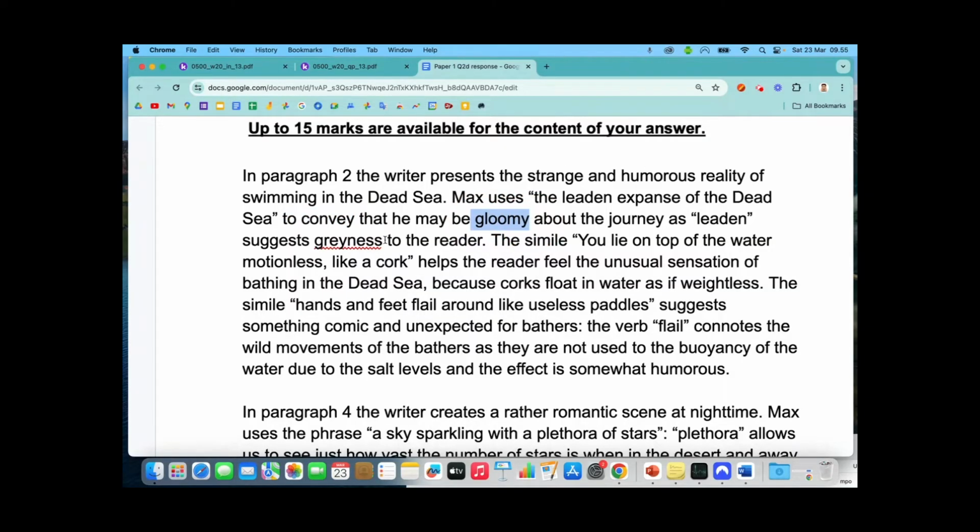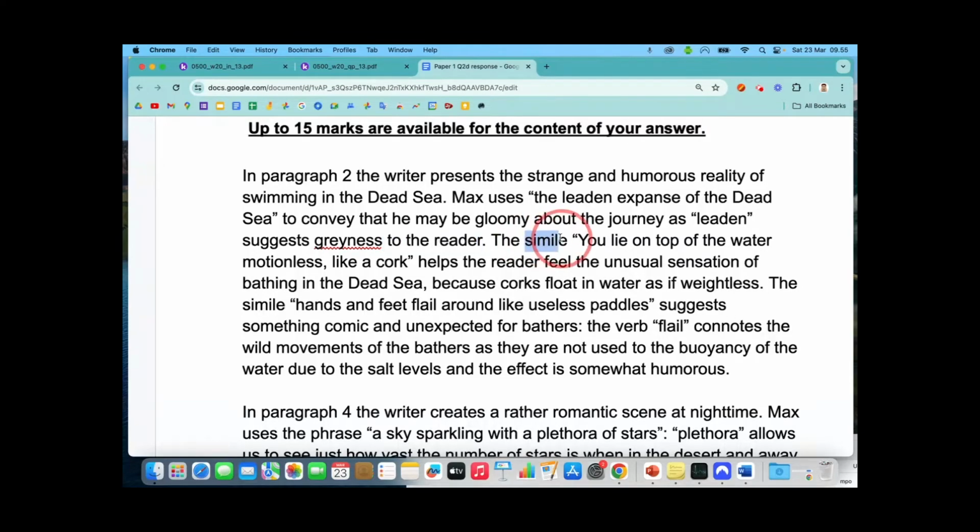Okay. And you're also, very importantly, trying to talk about the effects on the reader or you. That's in the mark scheme. It's also in the question. So you must talk about the effect of this is, or how this is going to influence the reader.